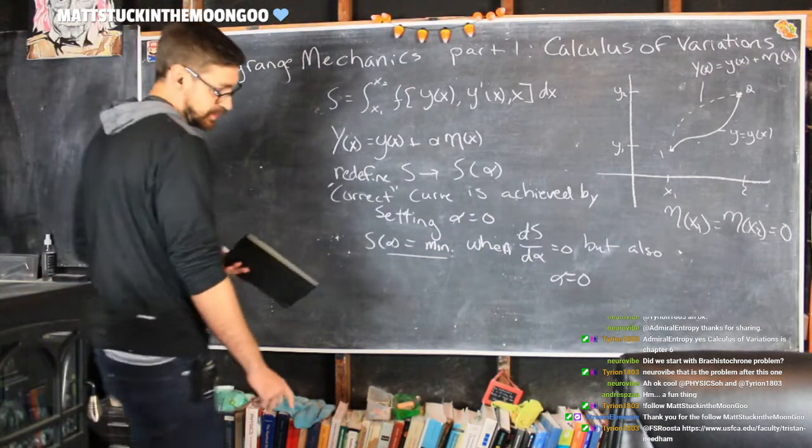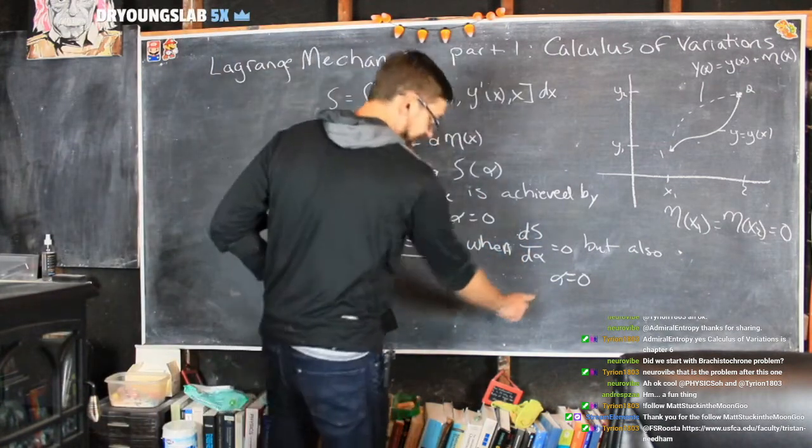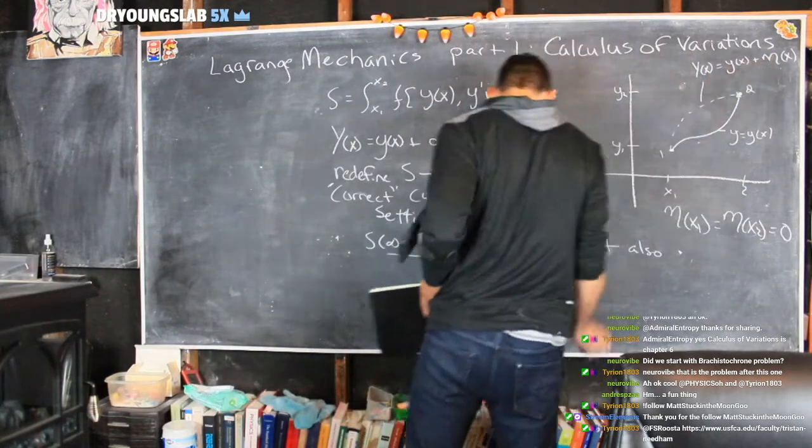So now we have two conditions. The derivative is going to be 0, that's going to be a minimum, but also alpha is going to be equal to 0 because that gets rid of this extra eta function.